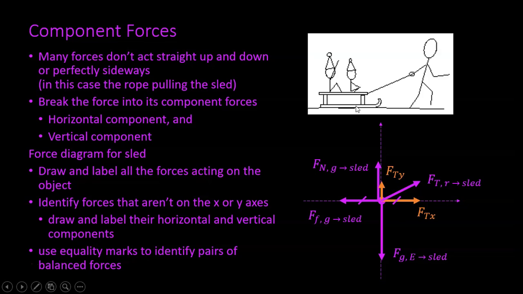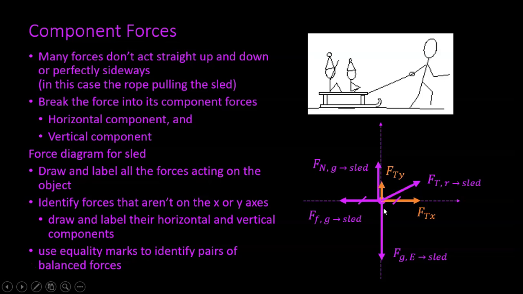Now the sled is not moving up or down, so vertically it's motionless. That means that the vertical forces pointing up have to be balanced by the vertical forces pointing down. However, I'm not going to use equality marks because I have two forces acting up on the sled, the normal force and the y component of the tension force. So those two added together equal the strength of the gravity force pulling down on the sled. But because these two added to each other equal this, neither of these forces are equal to this one, so I'm not going to use equality marks.